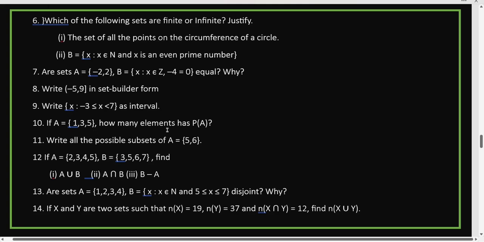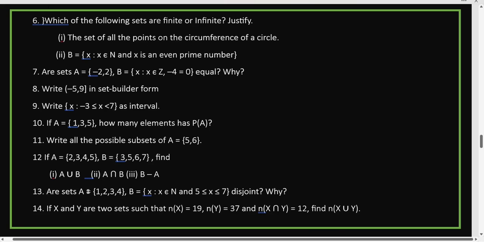If A is something, what is the power set? You very well know it. The number of subsets is 2 raised to n. Write all the possible subsets of A = {5, 6}. This is also similar. Like that, you have to write all this. This is another example where sets are given, and find A union B, A intersection B, and B minus A.